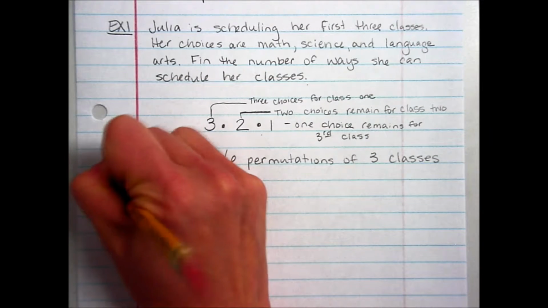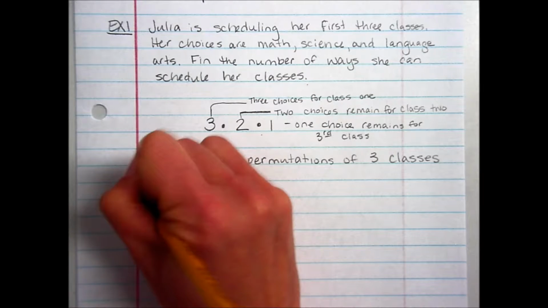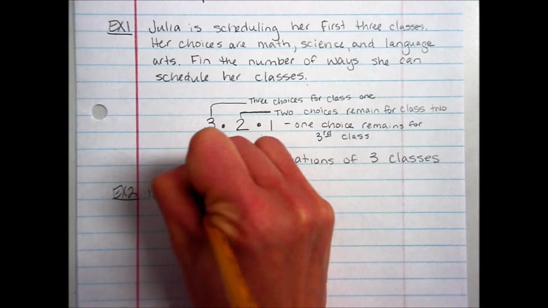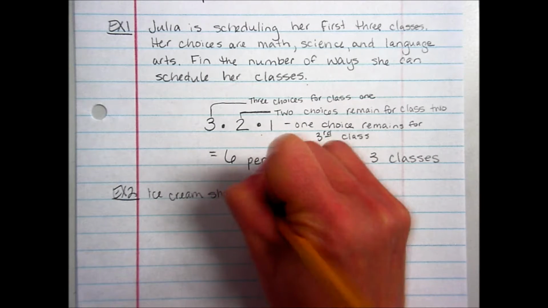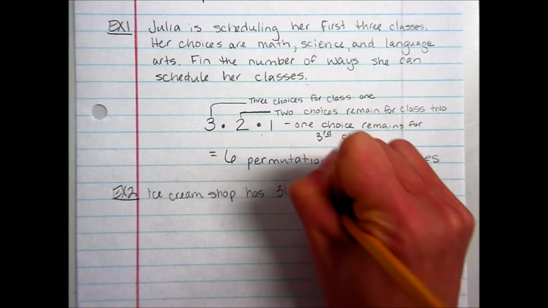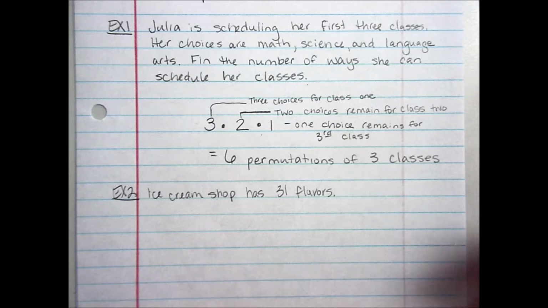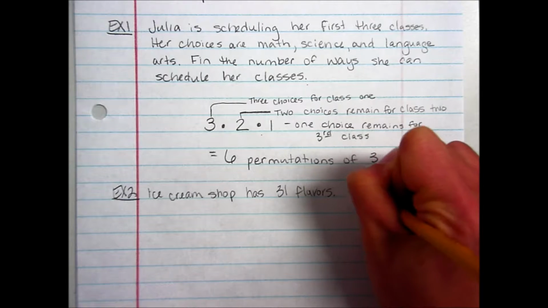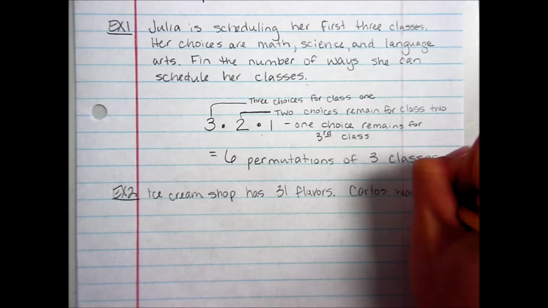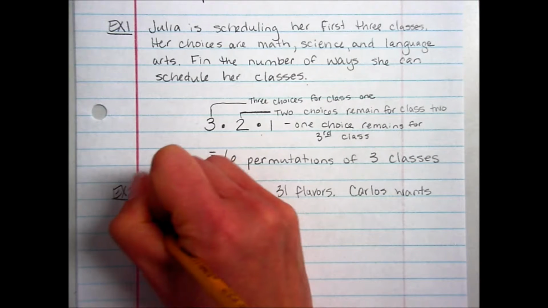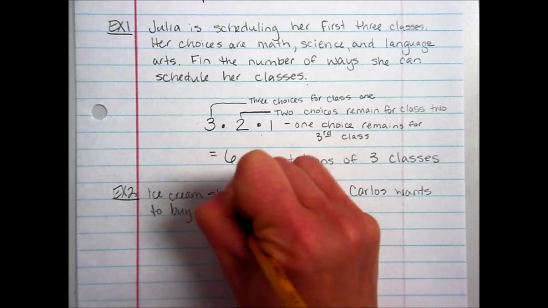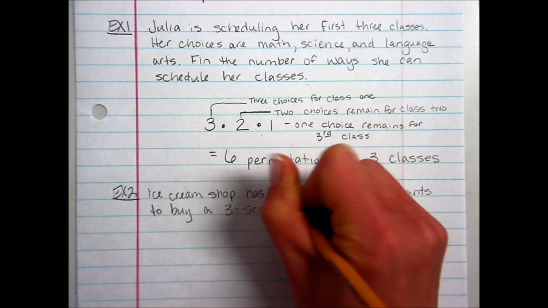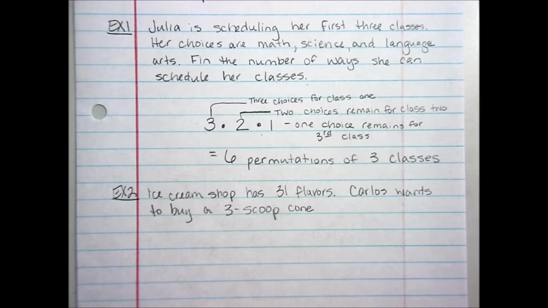Okay, in the next example, we're going to an ice cream store. The ice cream shop has 31 flavors. So Carlos is shopping, and he wants to buy a 3-scoop cone. And on his 3-scoop cone, he wants to have 3 different flavors.